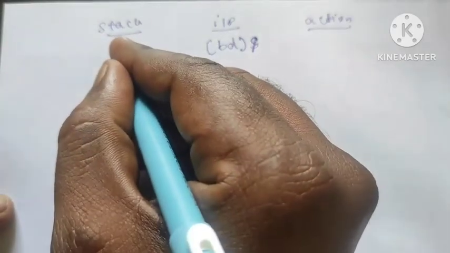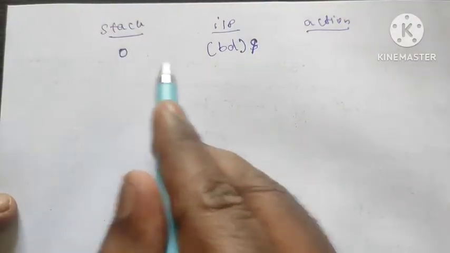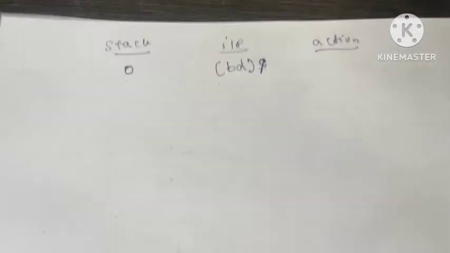So we will start with 0. 0 is called the initial item set. 0 and open bracket. See the action in the table.